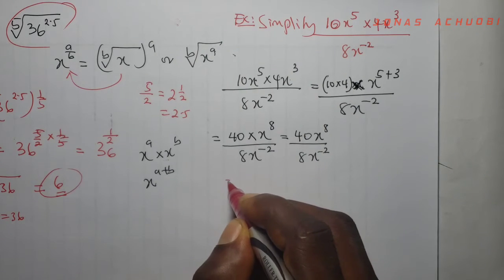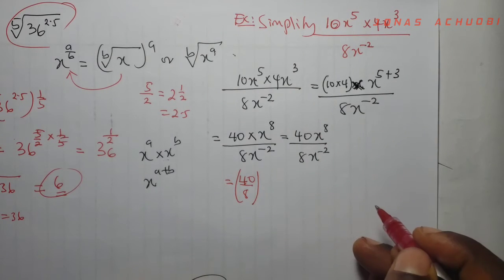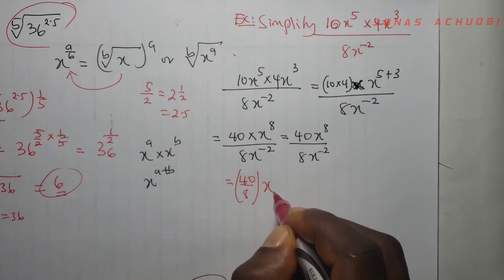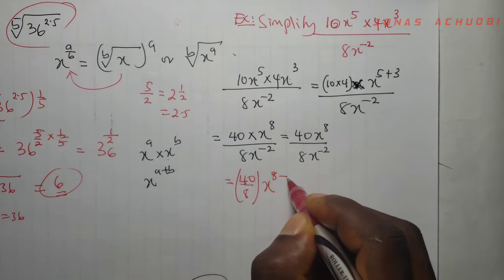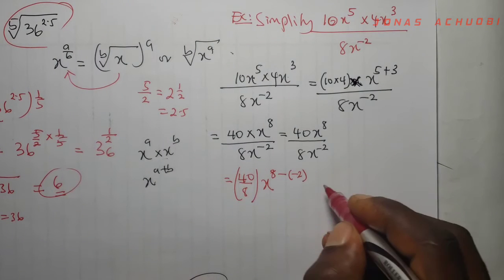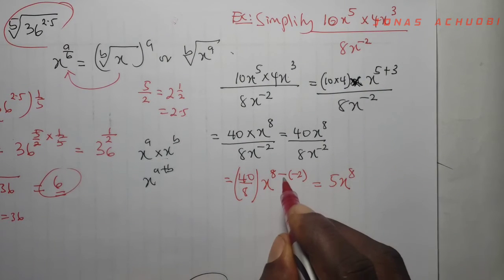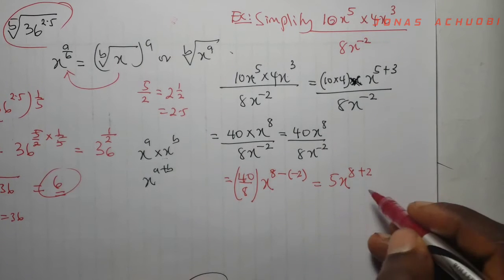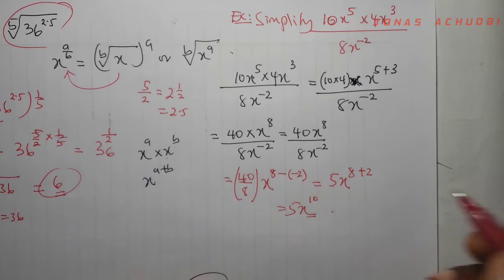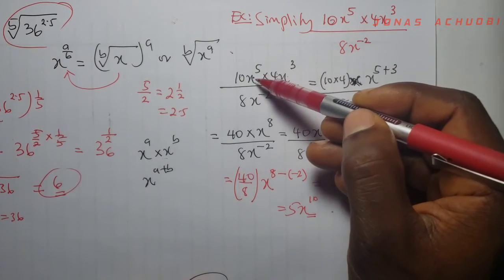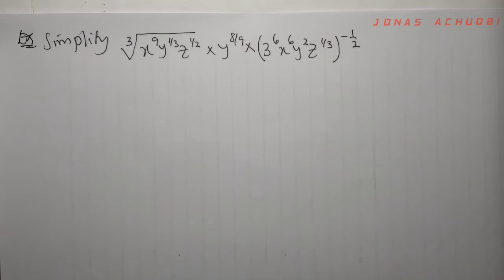So I can simply write this as 40 divided by 8, and I apply the second law of indices on these two. Since I have the same base here, I can take one of the bases, x, and then the power here is 8 minus the power here, which is minus 2. So this will give us 40 divided by 8 is 5x, 8 minus times minus is plus 2. So 8 plus 2 is 10, and I have 5x raised to the power 10. And we have simplified the expression. 10x raised to the power 5 times the whole of this has been simplified to 5x raised to the power 10.